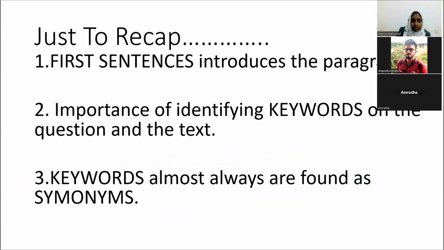So just to recap, the major points that you need to understand in IELTS reading are the first sentences of each paragraph. They basically introduce you to the paragraph. And the importance of finding keywords in the question as well as in the text, and keywords almost always come as synonyms. So you need to know the meaning of words.